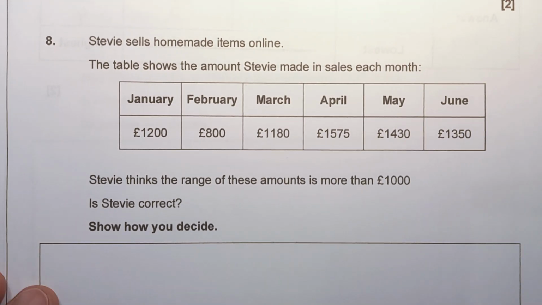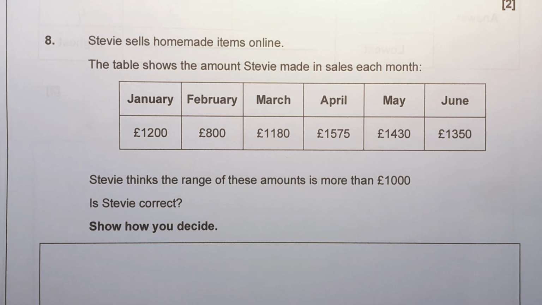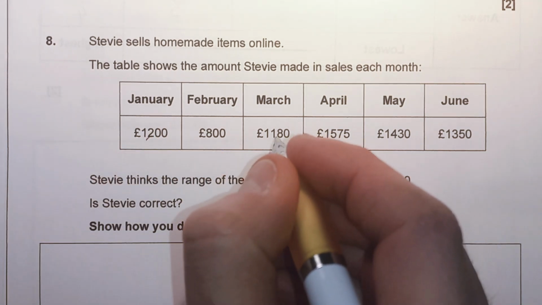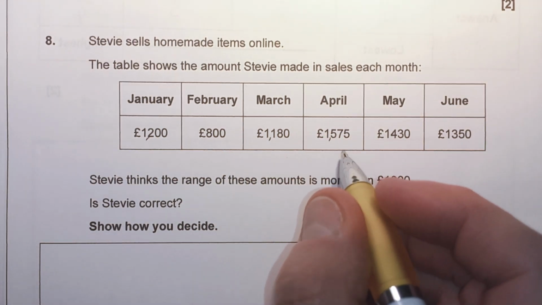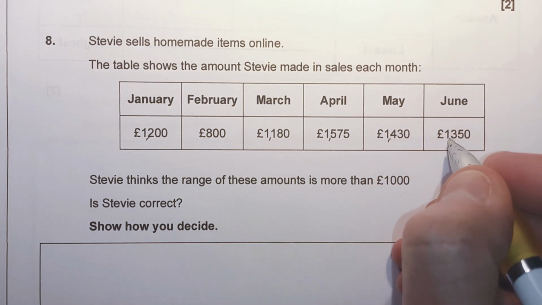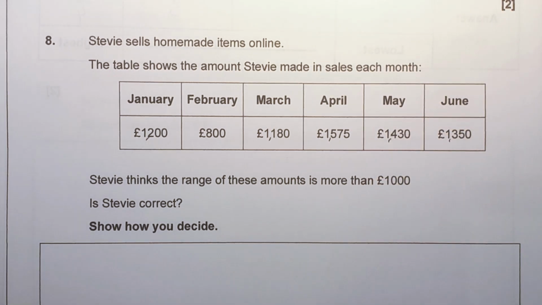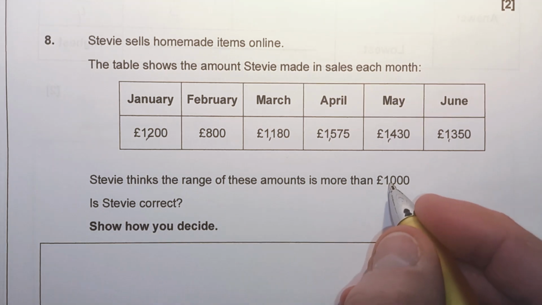Okay, question 8. Stevie sells homemade items online. The table shows the amount Stevie made in sales each month. So January we had £1,200, February £800, March £1,180, April £1,575, May £1,430, and June £1,350. Stevie thinks the range of these amounts is more than £1,000.